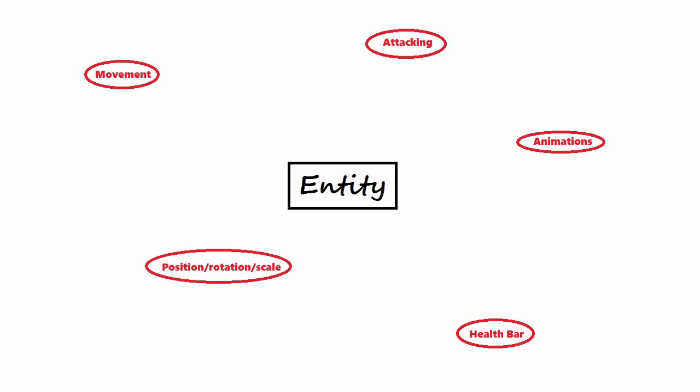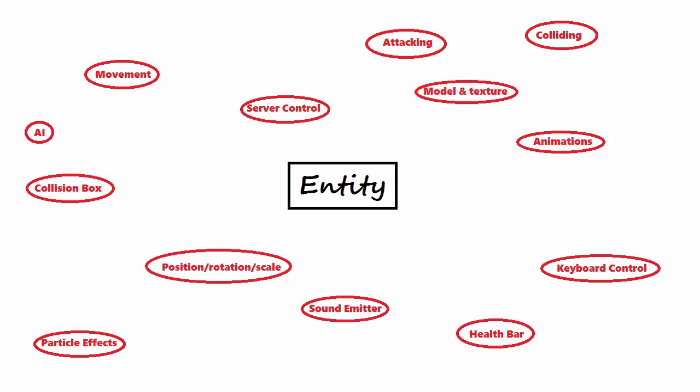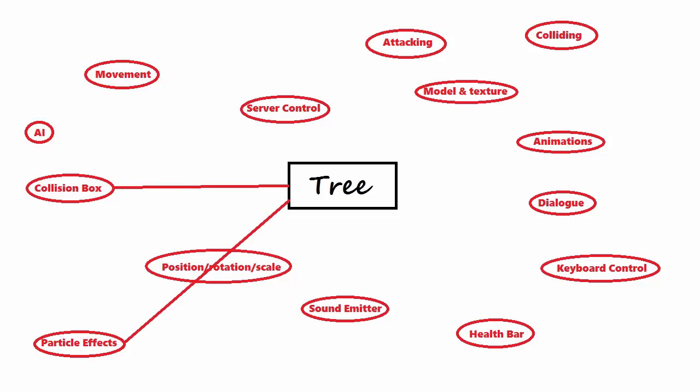So now I have a component based architecture. I just have one entity class now, which is entity. No subclasses, no inheritance, just entity. I then put all of the different functionalities into their own classes, which are components. Then, to create an entity in the game, I just have to add the necessary components to that entity. So, to create a tree entity, for example, I would give it a collision box, maybe a nice particle effect for falling leaves, obviously a model and a texture, and a position, rotation and scale.